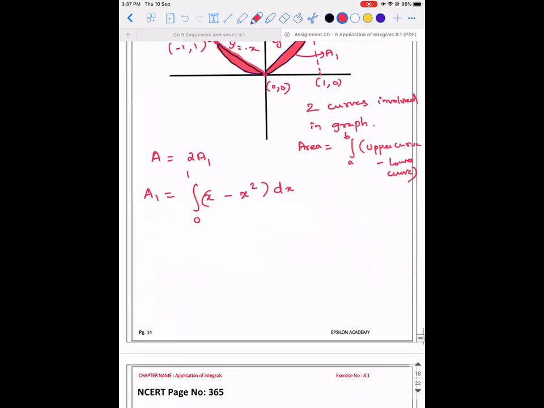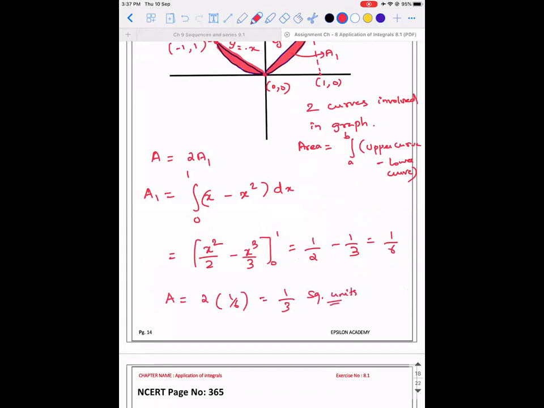If you do this, you will get x square by 2 minus x cube by 3 between 0 to 1. It is 1 by 2 minus 1 by 3. It is 1 by 6. So A1 is 1 by 6. A will be 2 times of 1 by 6. That will be 1 by 3 square units. So this will be the required answer.